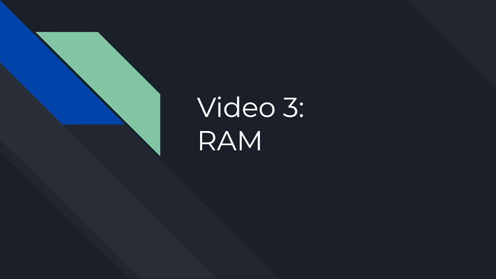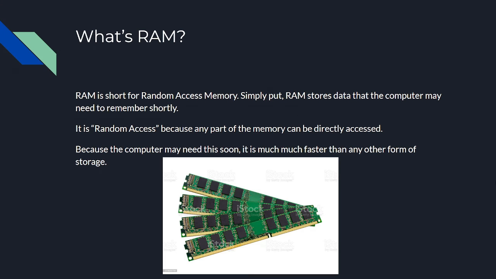Okay, so here we are at video 3, RAM. Okay, so what is RAM? Well, RAM, first off, is short for Random Access Memory. Simply put, RAM stores data that the computer may need to remember shortly. It's called random access because any part of the memory can be directly accessed. So because the computer may need this information soon, it's much faster than any other form of storage.